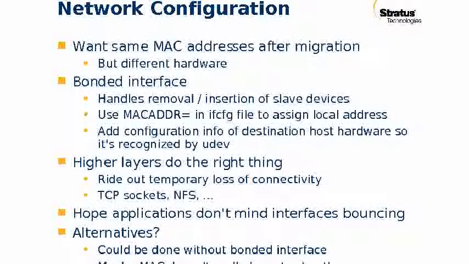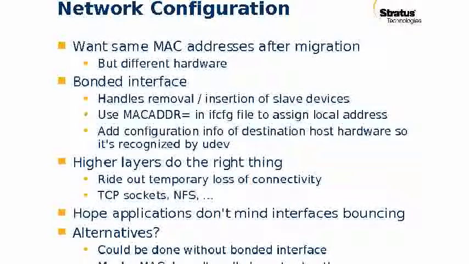This gives us a bunch of nice features. The bonded interfaces automatically handle removal and insertion of slave devices, and we can use the MAC address setting in the ifconfig files to assign a local MAC address that's independent of either the source or destination. One thing we do have to do is take config info, in other words, the MAC address of the physical devices, from the destination host and add them to the source host config so that bonding sees what it was expecting after the migration, because these new devices are going to get added, and bonding has to know how to pair up the MAC addresses.